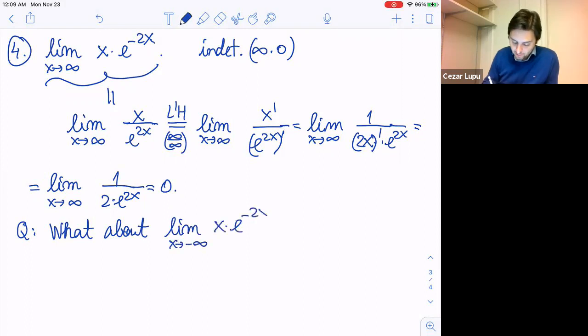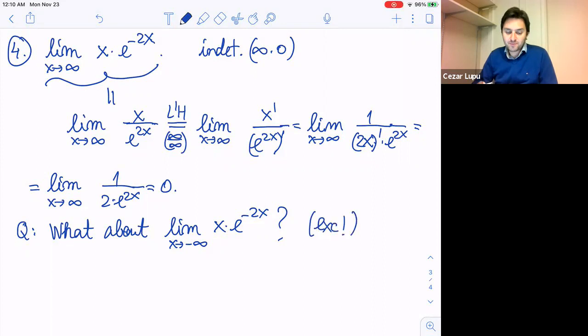X times e to the negative 2x. What about this guy? What do you think? Do you think the limit is still 0? Well, you might be surprised. I'll leave it to you as an exercise, to show that the limit is not 0. The limit actually will be, anyway, I'll leave it to you. So try to figure it out. You can do this in the same fashion, but you'll see that something happens here.